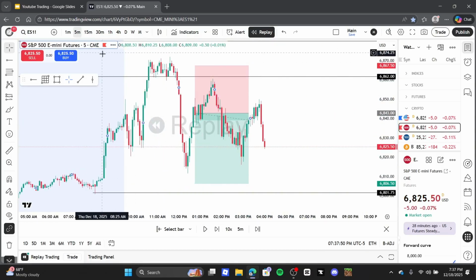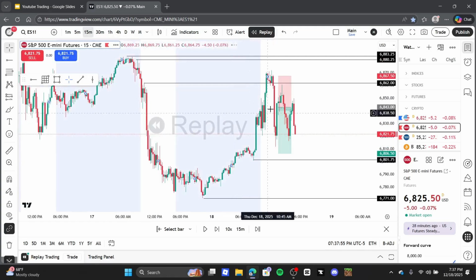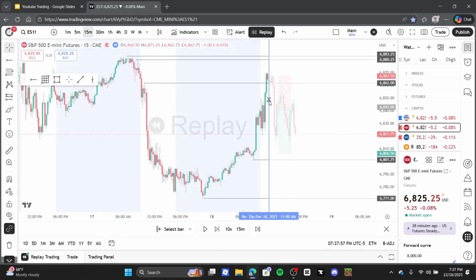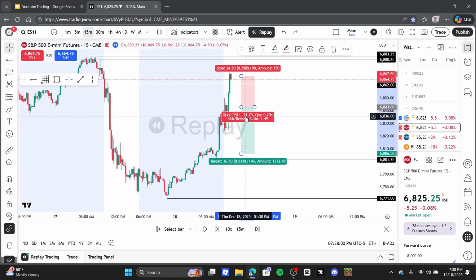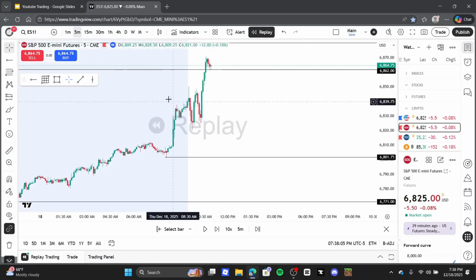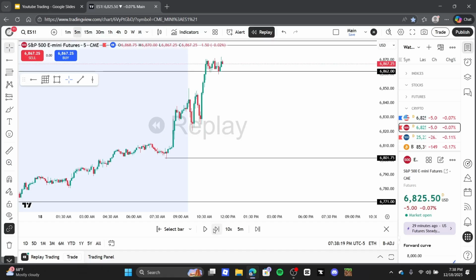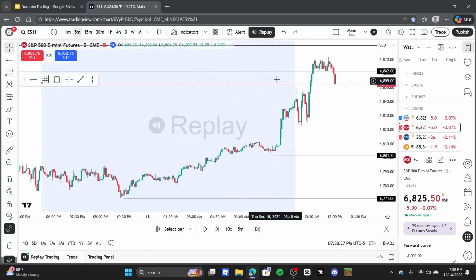If the 4-hour and 1-hour were both aligned, instead of the 15-minute break of structure, we would be waiting for a 5-minute break of structure. So let's say both of them were aligned. We would go down to the 5-minute. We'll still mark out our liquidities and key points in the 15-minute, but I'll go to the 5-minute once our liquidity gets taken out, and then look for a 5-minute break of structure, which happens around here. This candle right here is our break of structure.